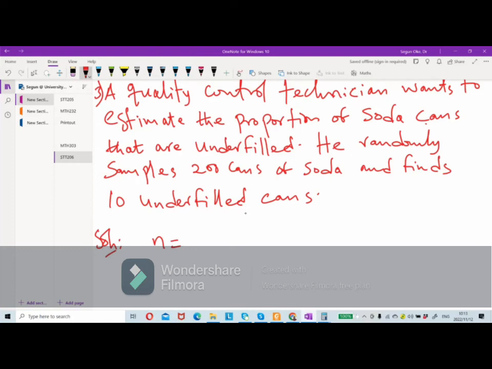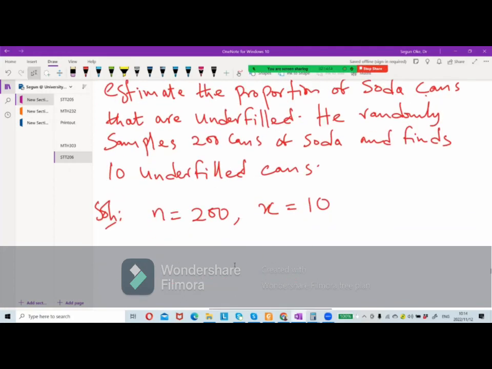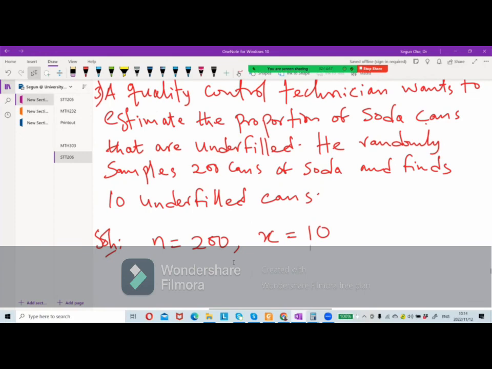200. 200, thank you. What is our X? 10. Our X is 10. Why is it 10? Now, let me explain. You know, it's your discovery at the end of your sampling. Are you getting it now? What did you discover at the end of sampling? Then you will now back it up with the estimate.